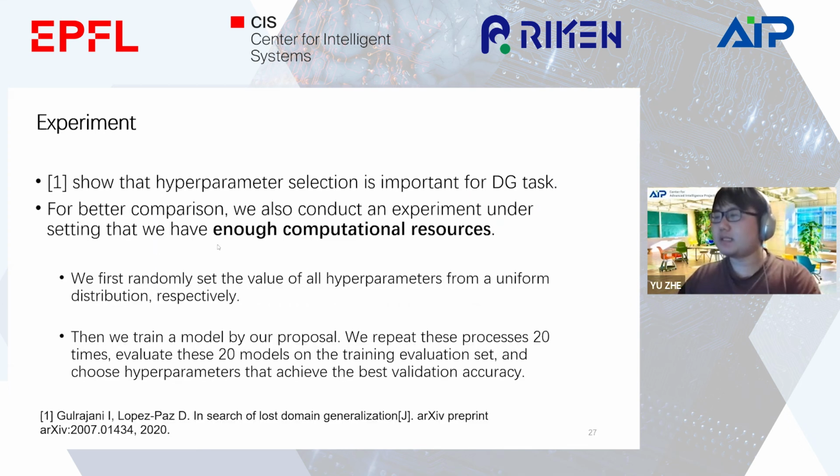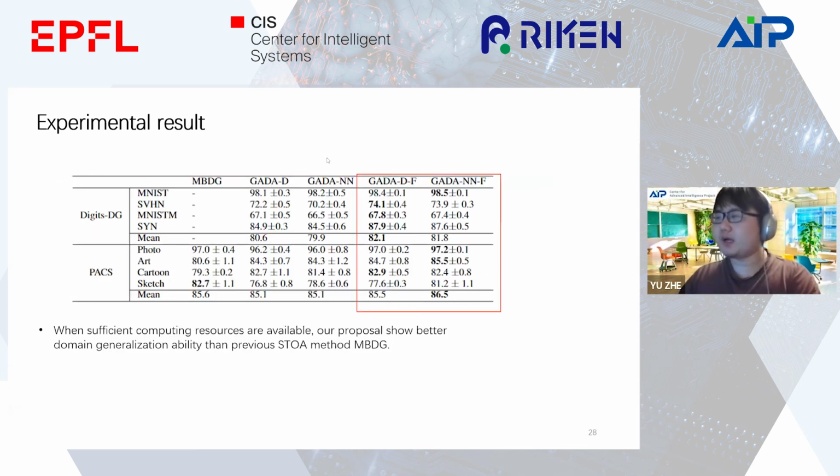And with the fine-tuned hyperparameters, here the F refers to fine-tuned, we can find that the performance of all proposals increased very significantly. Also, our proposal GDA can achieve better performance than the previous state-of-the-art method MBDG under these settings.